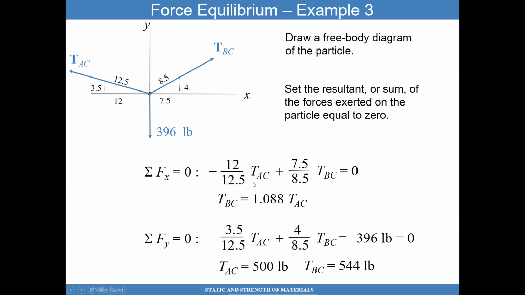And when I do that, in the first equation I can find a relationship between TAC and TBC. In the second equation, which is the summation of forces in the y direction, I can plug in for TBC and solve for TBC. And once I have TBC, I can solve for TAC. So it's two equations, two unknowns. It's a simple set of equations to solve for TAC and TBC.